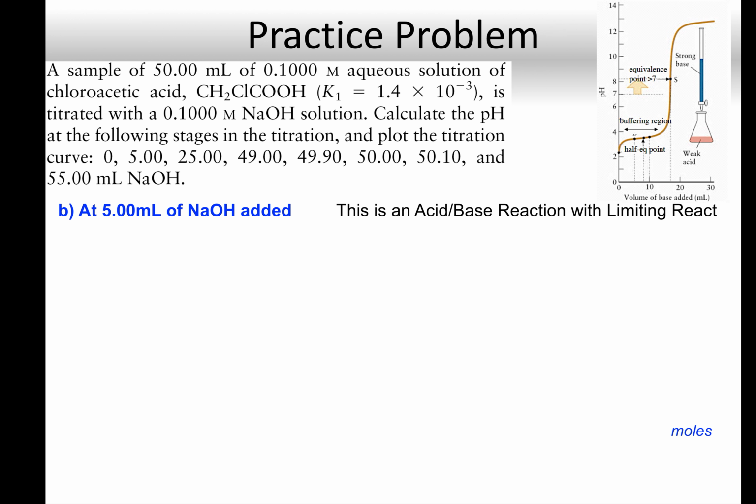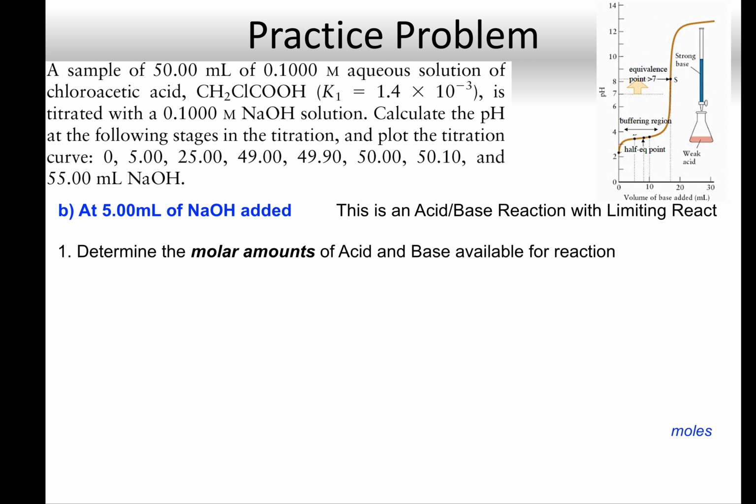Second problem. Let's see, we are adding 5 milliliters of sodium hydroxide. So now we are entering this region where we actually have some of the base coming in contact from the burette into my flask. They're going to react. I have an acid and a base. So this is a stoichiometry problem, an acid-base reaction. The limiting reactant in this case is always going to be the titrant. We're going to see how that is, but it's always the titrant that is the limiting reactant.